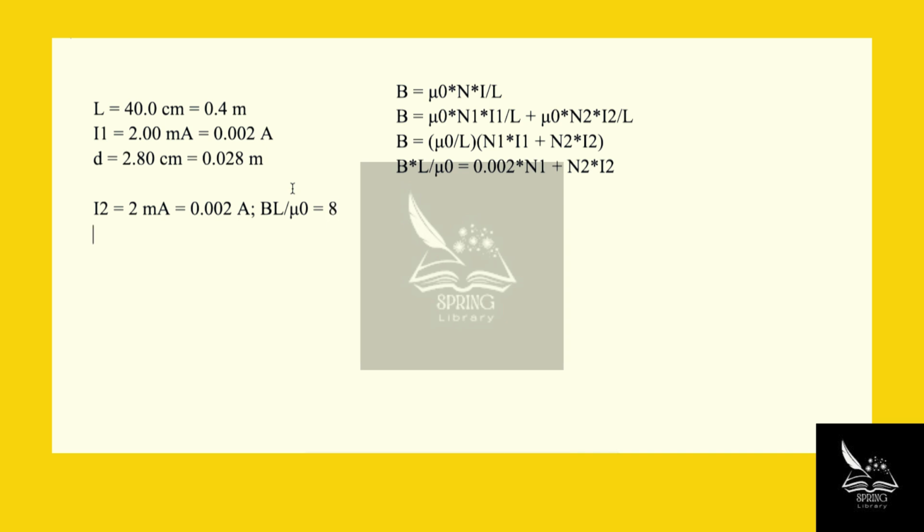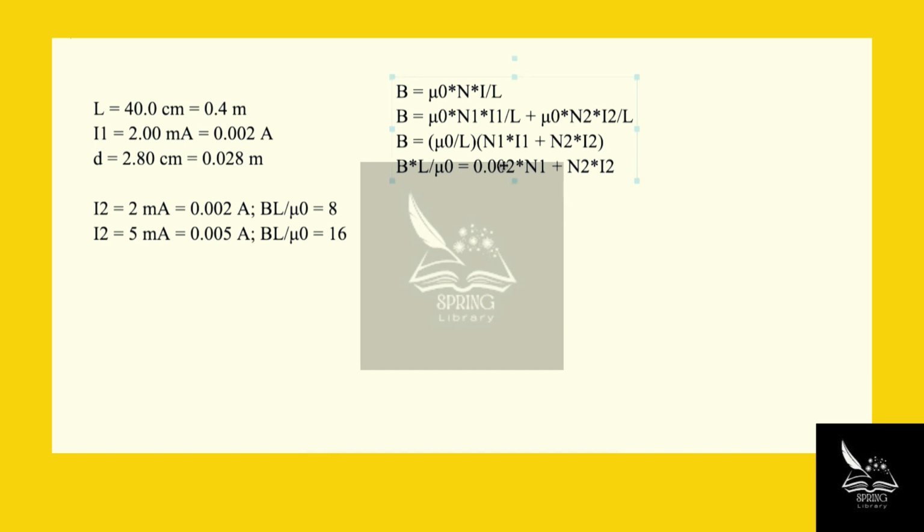The other point that looks nice to use is when I2 is equal to 5 milliamps, then our BL over mu naught is equal to 16, because those both lie close to a little corner or intersection of the grid. So it looks like it's easy to estimate. So I'm going to pick those 2 points to use. In theory, it doesn't really matter which points, but the ones that are in the middle of the lines are a little bit harder to estimate the exact value, so you may not get a great number when you use those.